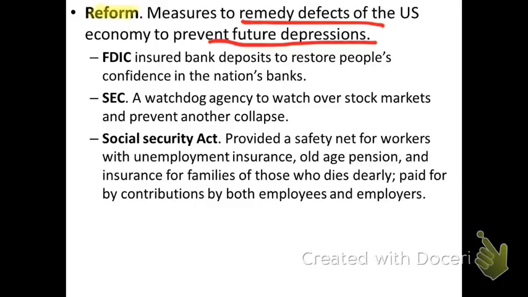So what we have here, we have the FDIC. This insured bank deposits to restore people's confidence in the banks. If your money is guaranteed up to, I think it was $60,000 to begin with, you would have no problems putting your money in the bank because you know if the bank closed, you would get your money back because the government guaranteed it. The SEC, Securities and Exchange Commission, was a watchdog agency that would watch over the stock markets and make sure that another collapse, like the one we just saw in October of 29, would not repeat itself. Finally, the Social Security Act provided a safety net for workers with unemployment insurance, old age pension, and insurance for families of those who died early.